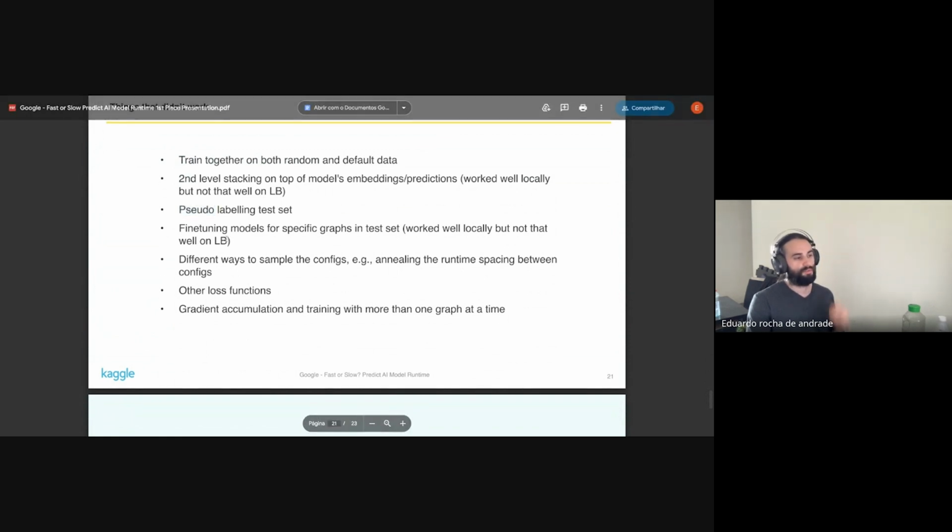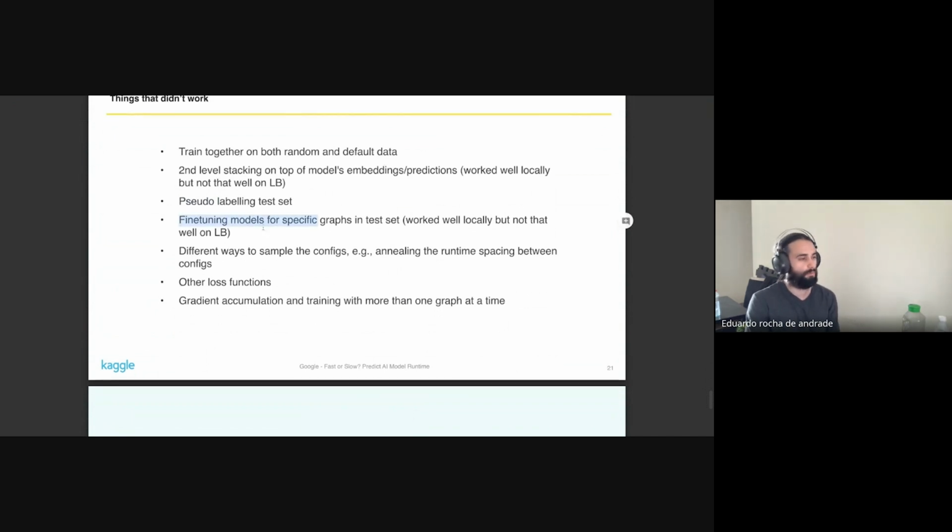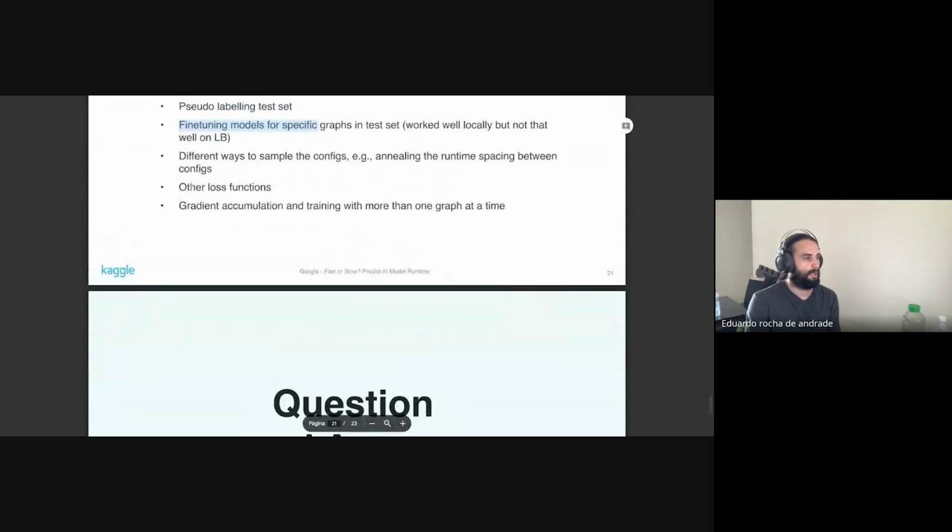Fine tuning on specific graphs: because of the number of nodes, we could know more or less which graph it was in the test set. So we tried fine tuning the models on those target graphs, but it didn't help. It helped a lot on local, but not on leaderboards.